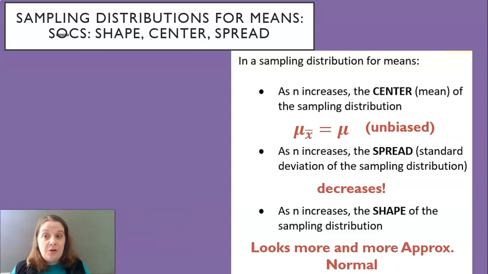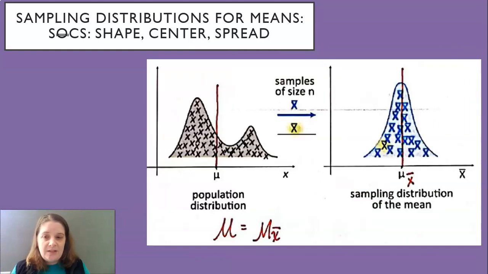It may start off looking non-normal, but by the time we get a big enough sample size, we've got something that's approximately normal. Just to reiterate, it doesn't really matter what our population looks like. The mean of the population will be the same as the mean of all those x bars. So it is unbiased. On average, the average of our averages is the same as the true average.